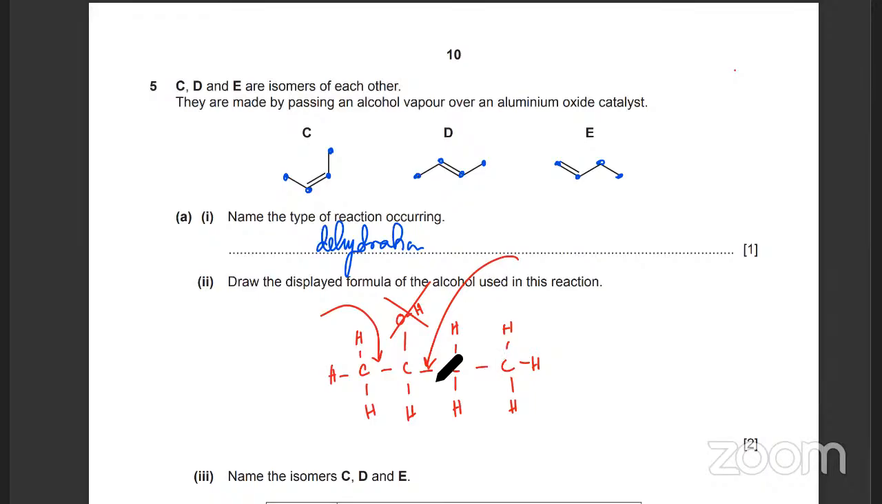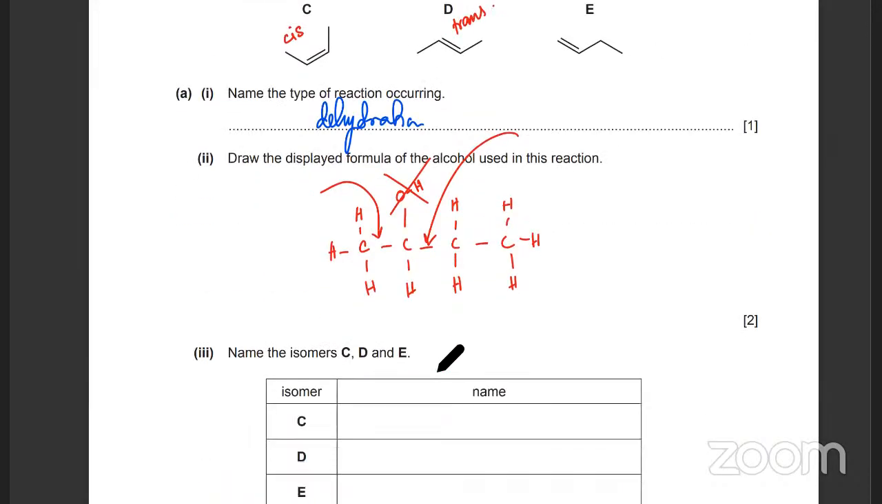Like you're either going to have a double bond on this side or you're going to have a double bond on this side, right? So why did they draw 3 alkenes? I mean, one of them is a geometric isomer, like C and D are basically the same thing. The double bond has the same position. It's in the middle. But one of them is cis, and this one is trans. Name the isomers C, D, and E.